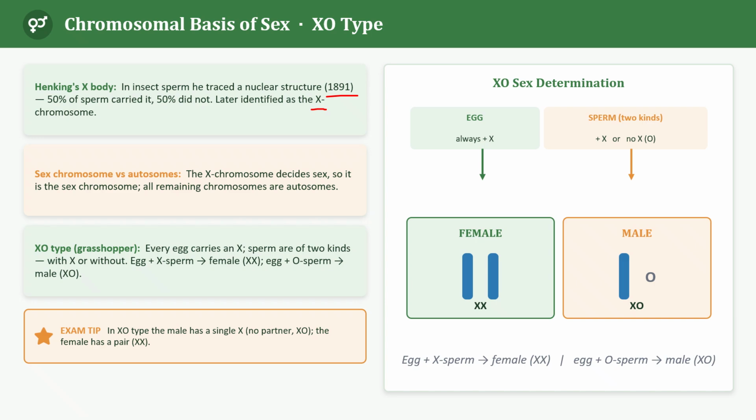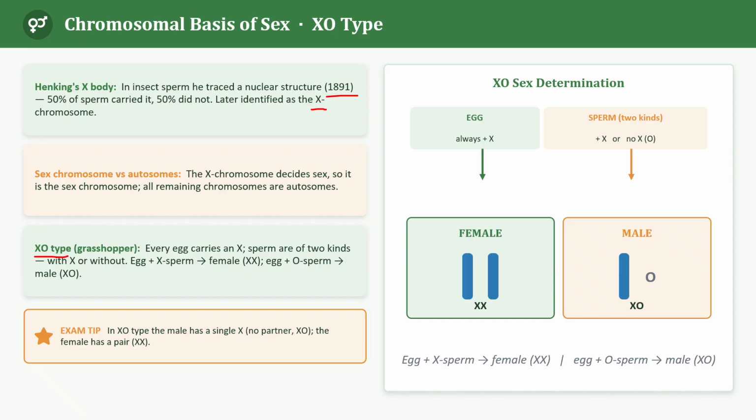Scientists then realized that chromosomes can be divided into two groups. One is the autosomes. Autosomes control body characters like height, skin color, eye color, etc. And sex chromosomes determine whether the organism develops as a male or female. Now, XO type of sex determination. This mechanism is seen in the grasshopper.